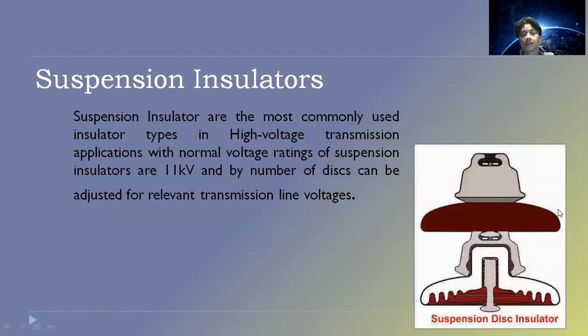Next, the suspension insulator. Suspension insulators are the most commonly used insulator type in high voltage transmission applications. The normal voltage rating of a suspension insulator is 11 kV, and the number of these can be adjusted for the relevant transmission line voltage.